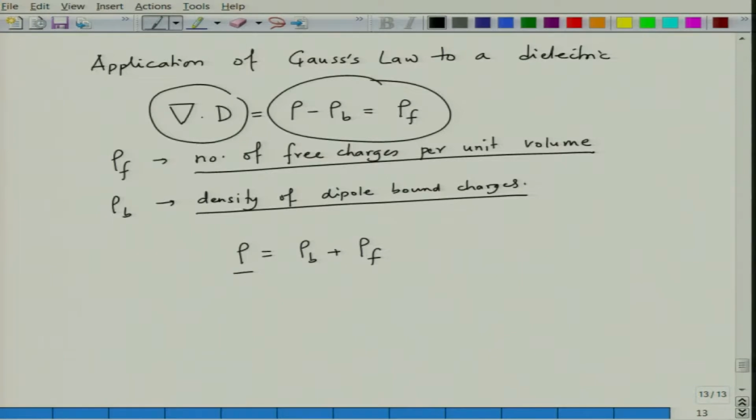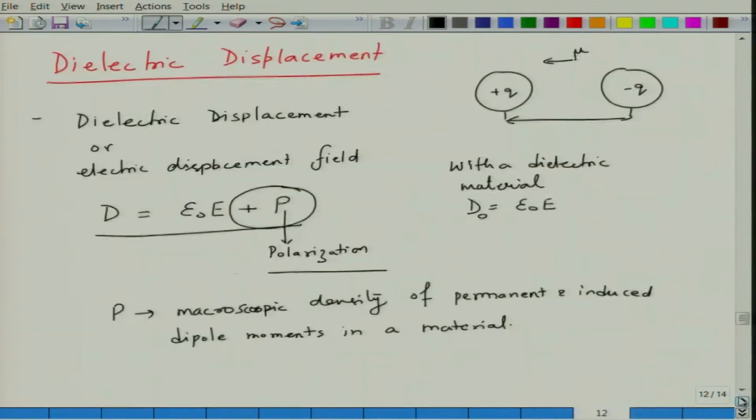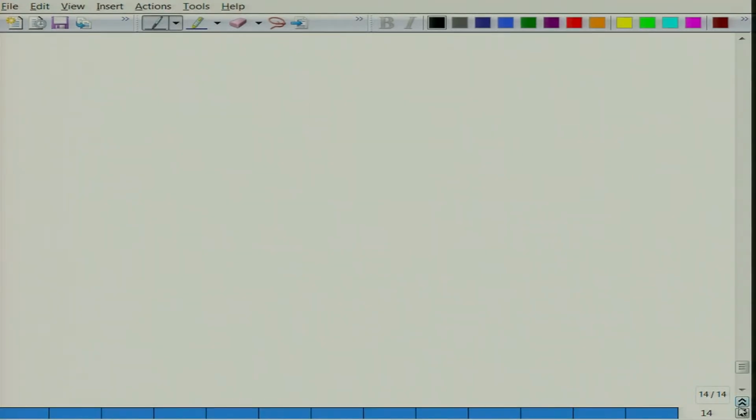So, now let us do a little bit of a proof of the previous equation. We said that D is equal to epsilon naught E plus P. Okay. So, this P is the polarization term which adds on to the dielectric displacement. If you did not have a dielectric material, then D will be equal to epsilon naught E. Okay. And when you insert a dielectric material, then D becomes epsilon naught E plus P. So, let us see, can we prove it.